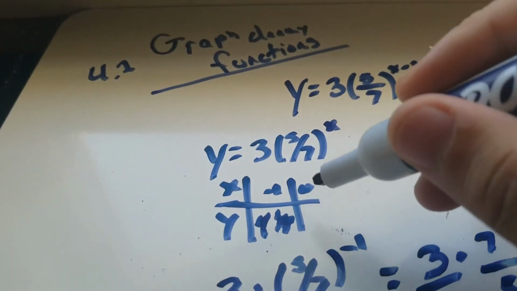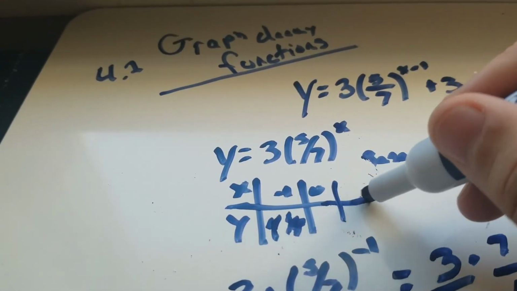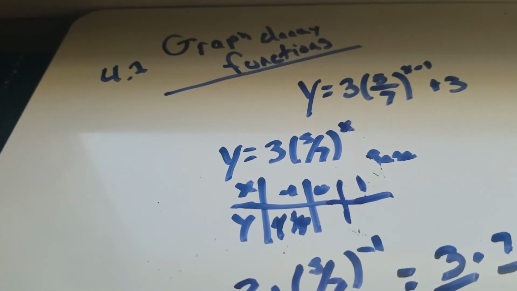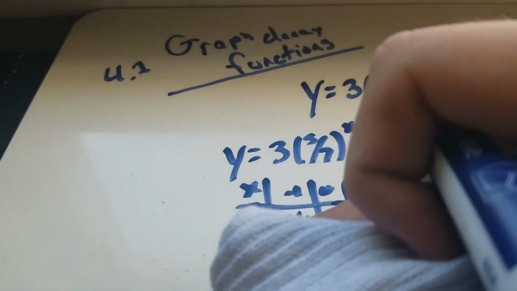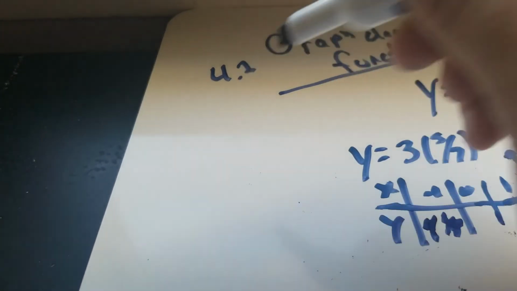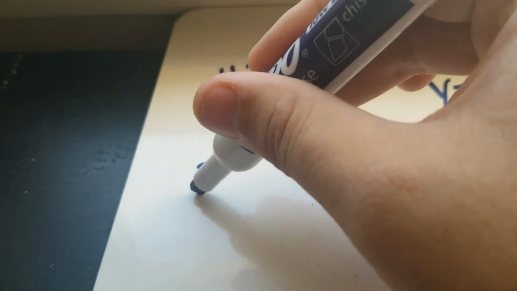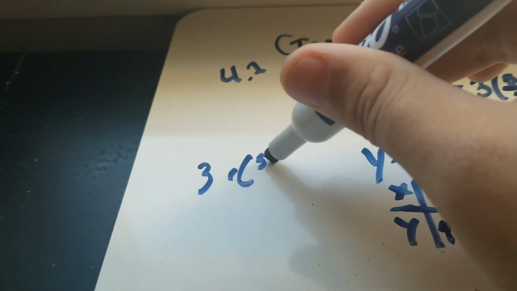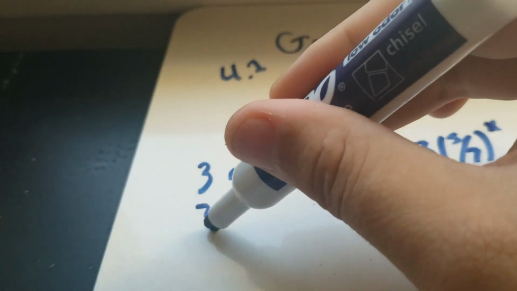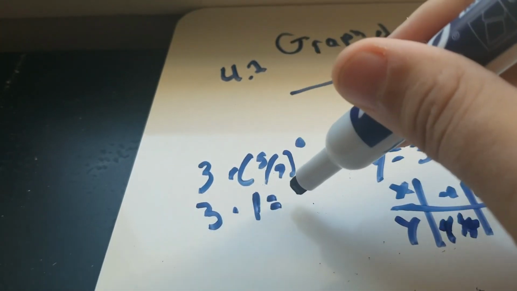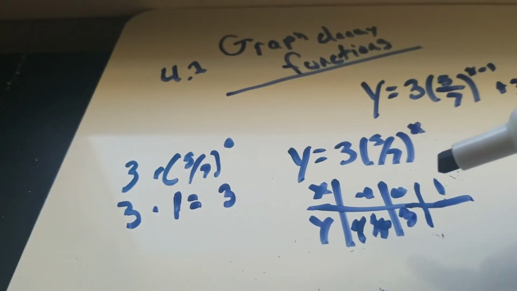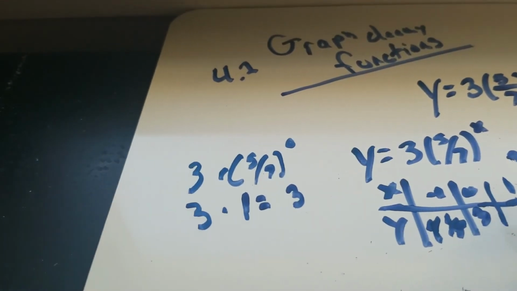Make a little bit more space for myself. Anything to the 0 power is 1. Because there's a 0 power, I'll do my work here: 3 times 5 over 7 to the 0 power. Well, anything to the 0 power is 1. So 3 times 1. That's really easy. That's 3. So I'm going to put 3 right here at the 0 column.